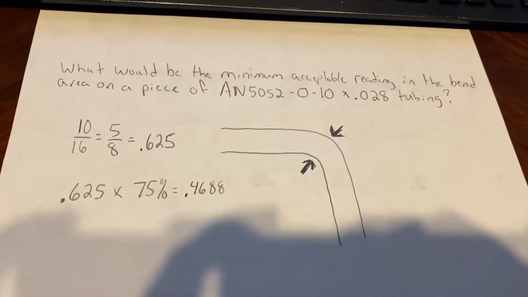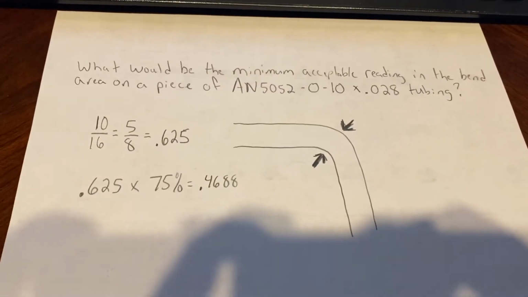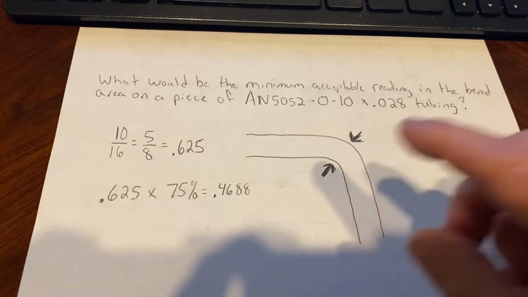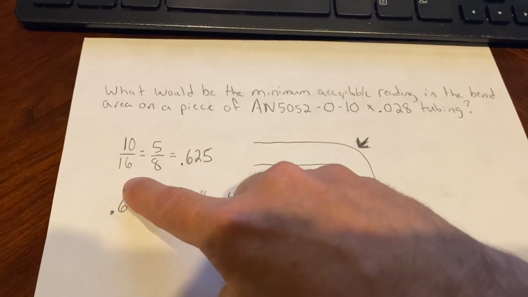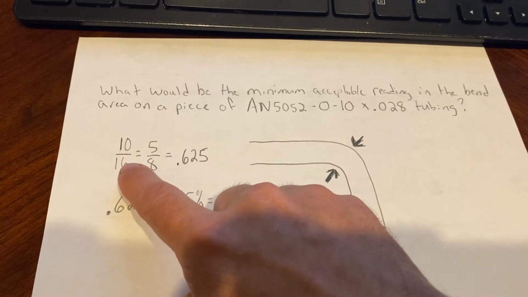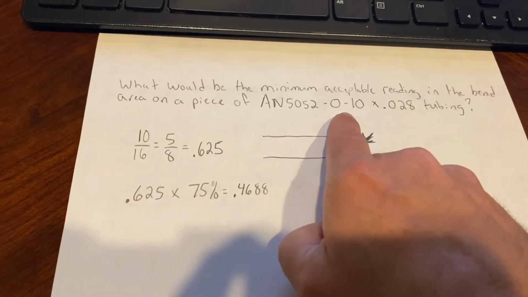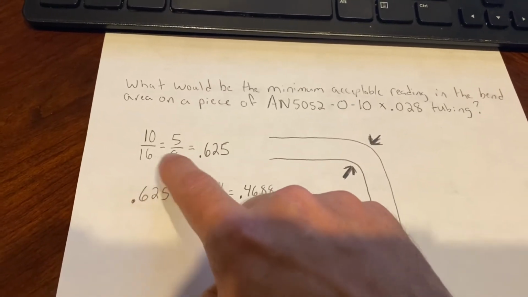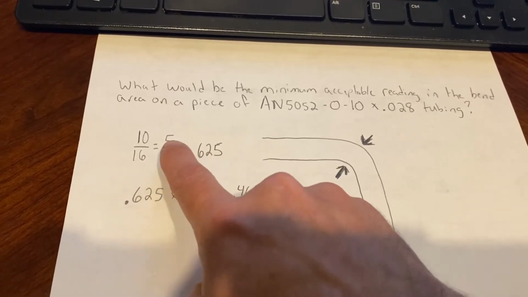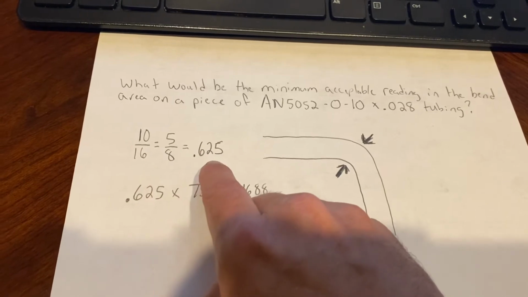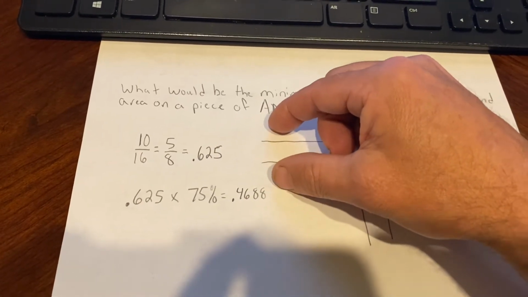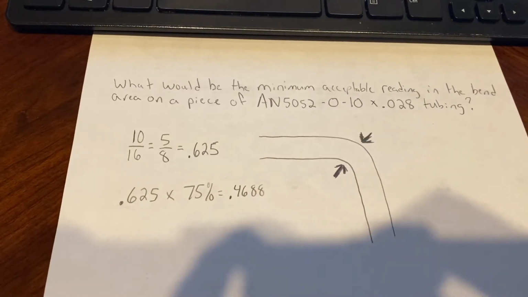But we know micrometers don't read in fractional values, they read in decimal values. So to solve this one, what I've done over here is show you the math. First, you take the outside diameter, 10/16. All I did was take the 10 and put it over 16. That's 10/16, which converts to 5/8, and then I converted it to a decimal by taking 5 divided by 8, and I got 0.625. So if I measured the outside diameter before making a bend, it would be 0.625 on a micrometer.